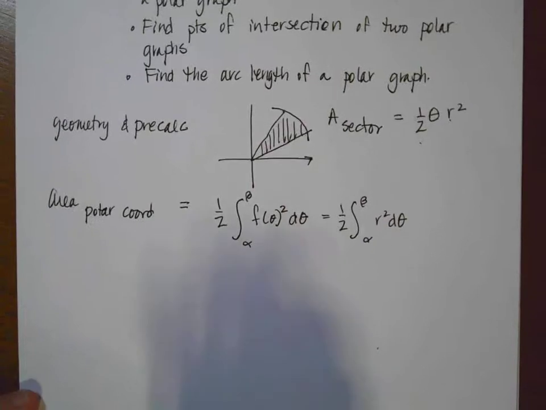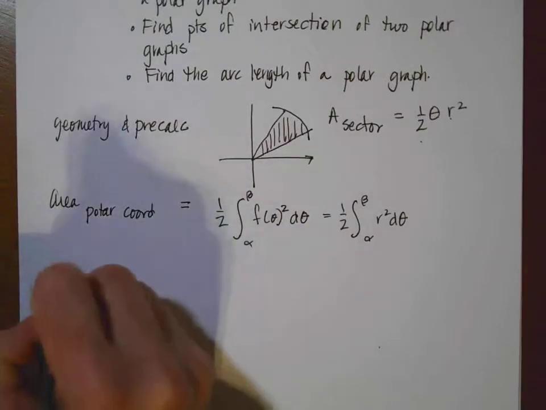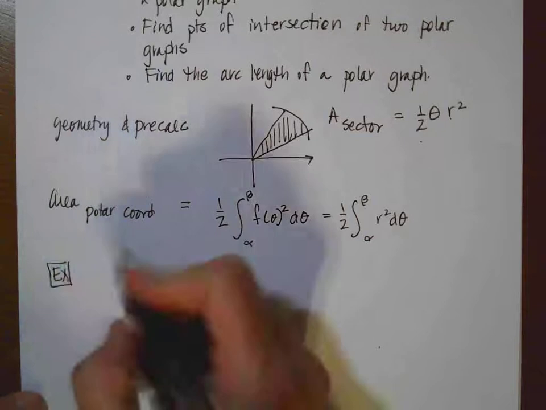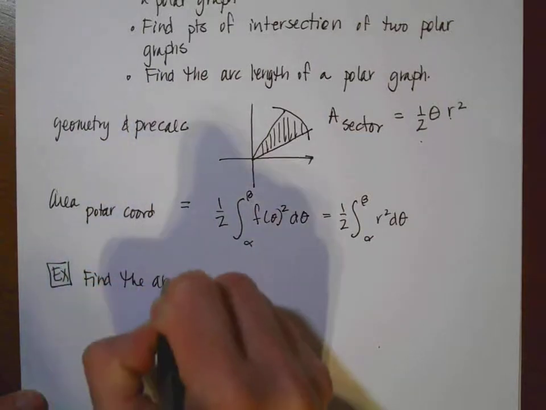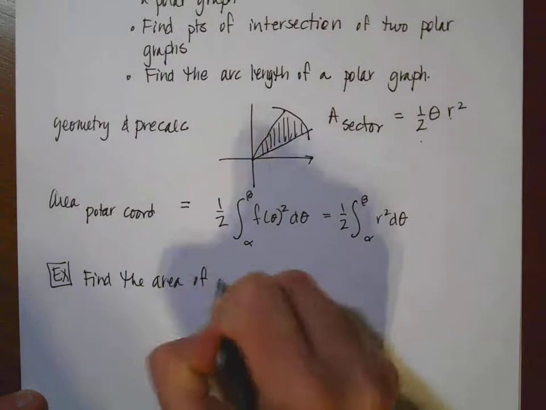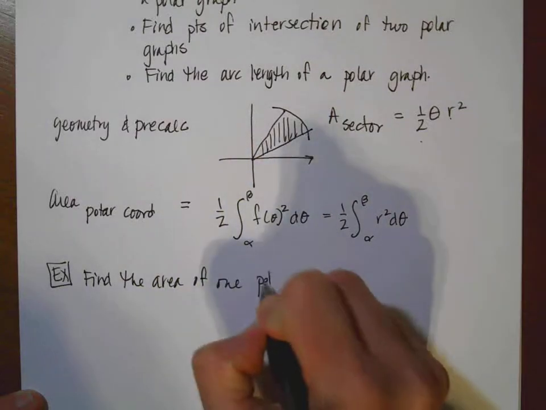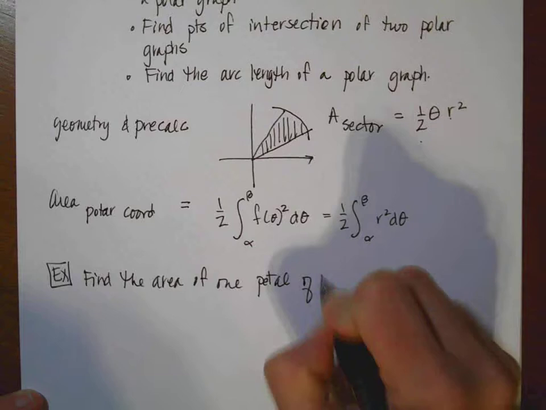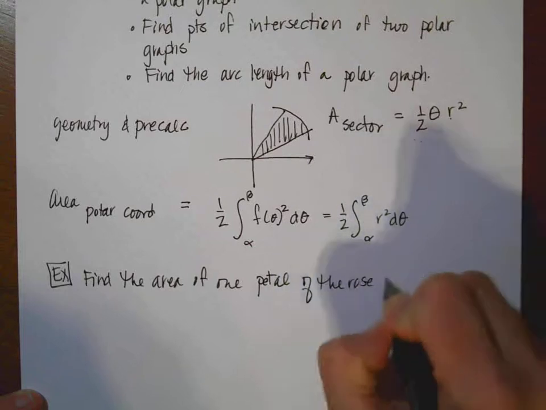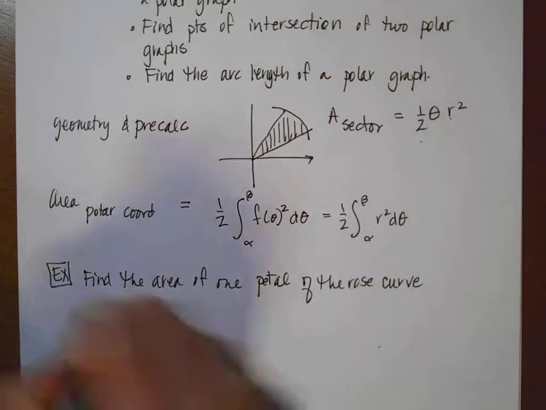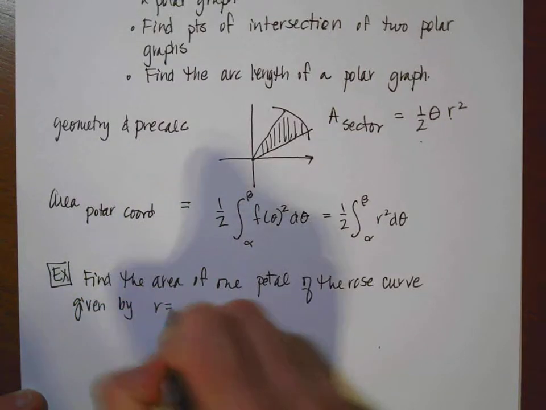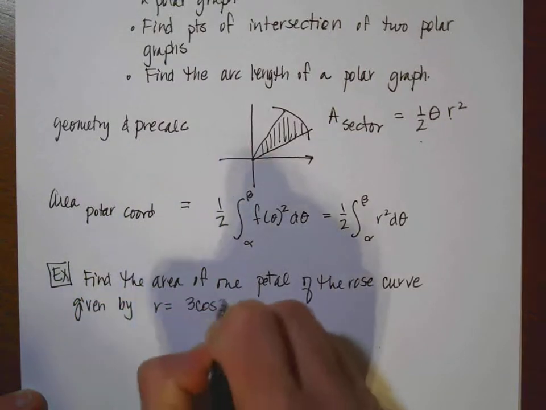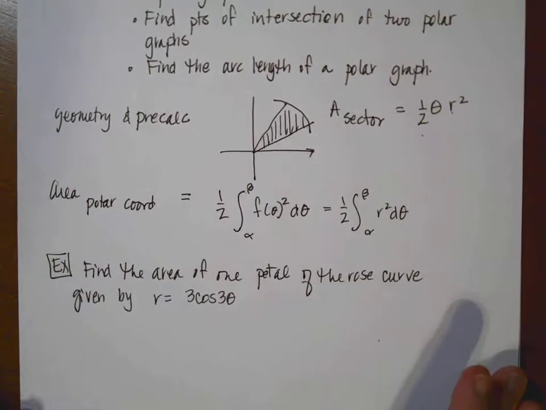Okay, so let's do an example as we start off today for our last video. Woohoo! We want to find the area of one petal of the rose curve given by r is equal to 3 cosine 3 theta.